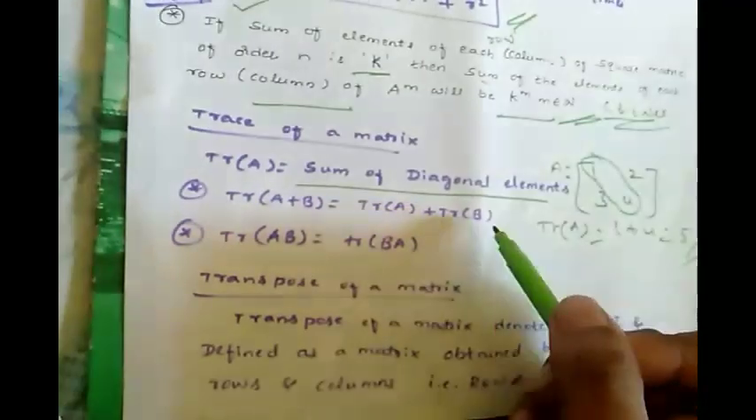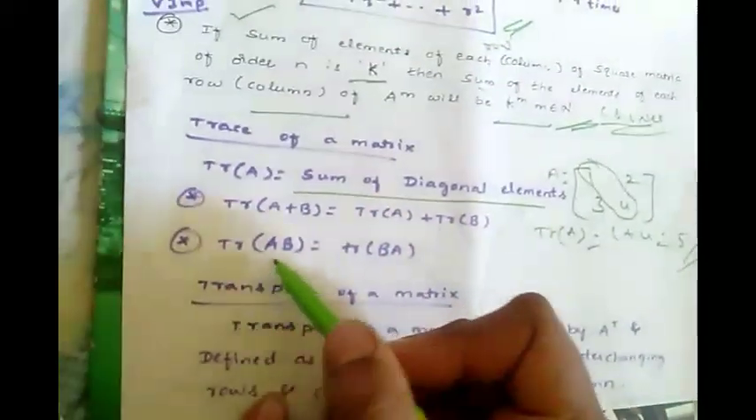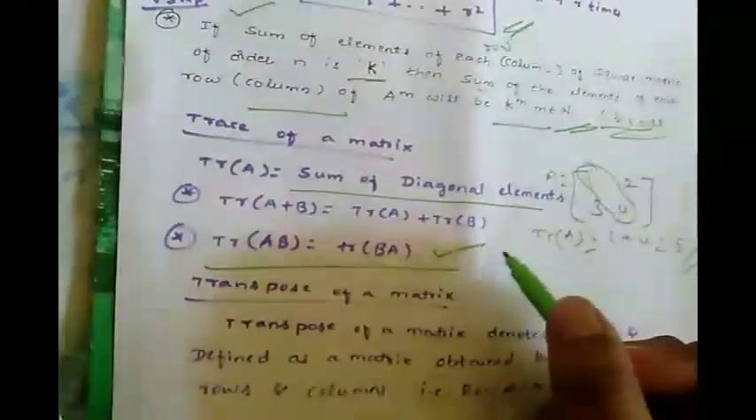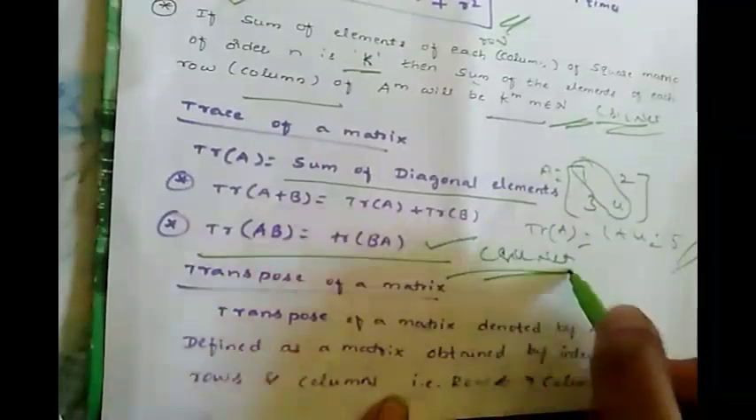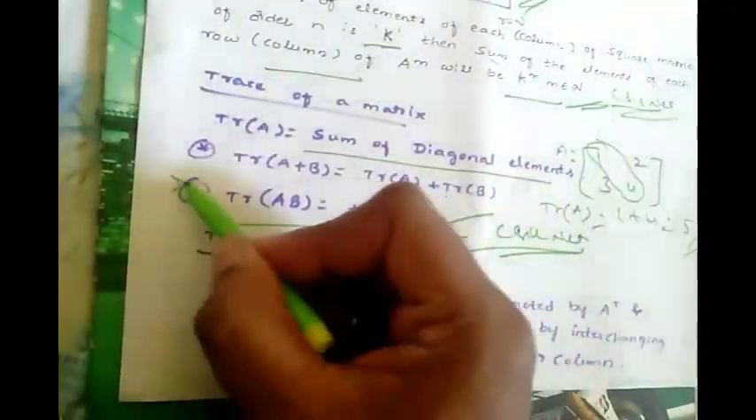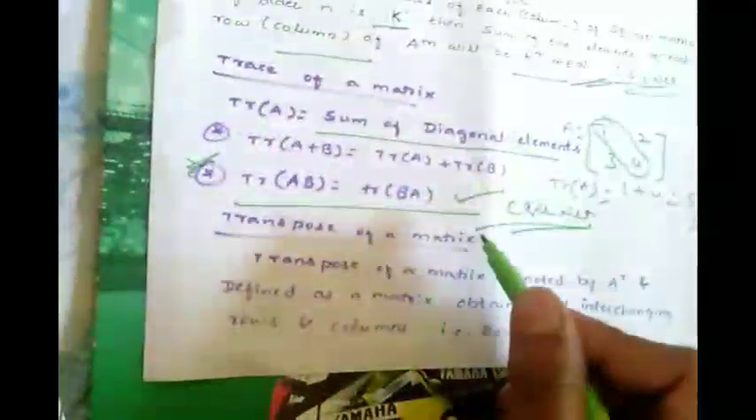Okay, then some results of trace: trace of A plus B is equal to trace of A plus trace of B, and trace of AB is equal to trace of BA. Based on this result, many questions have been asked in the CSIR NET examination. Okay, very important result.